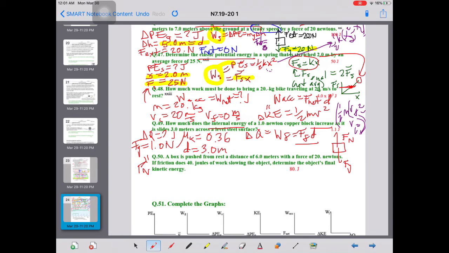Okay, so 0.36. And here, if you notice, the friction is going to be off to the side. Solve for your friction with the coefficient, μFN. So 0.36 times 1 is just 0.36. And then that times D. 0.36 times 30 is going to be a little over 1, and that'll do it.